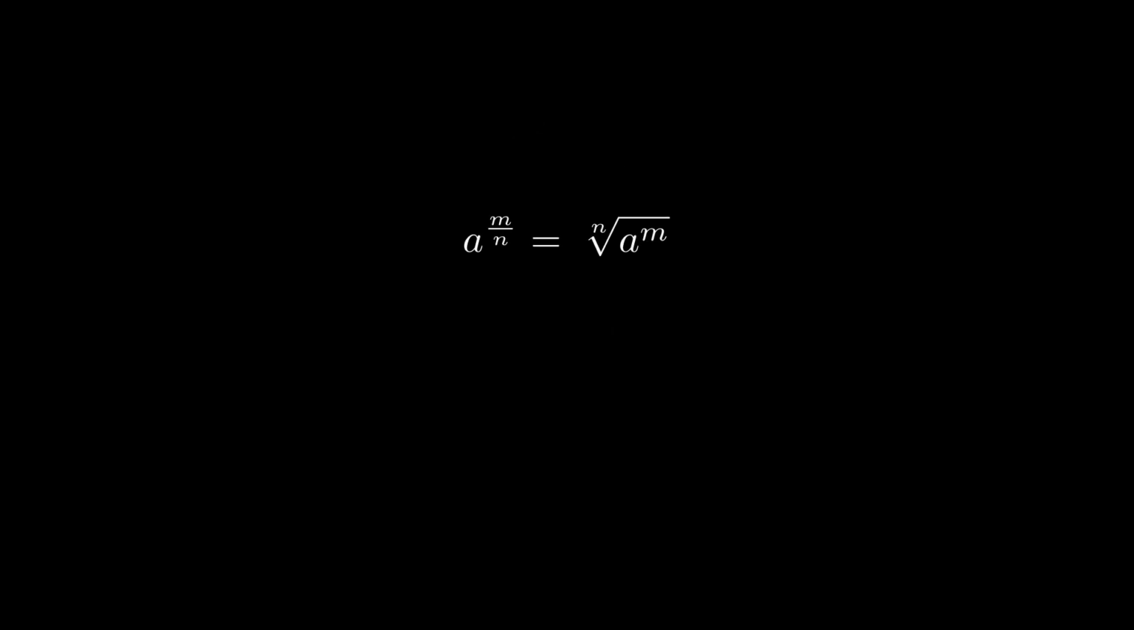And a to the power of m over n is the nth root of a raised to the power m. Consider this problem: 27 to the power 2/3. First, let's take the cube root of 27. That is 3. Now let's square that. So it's 9. Just like that.